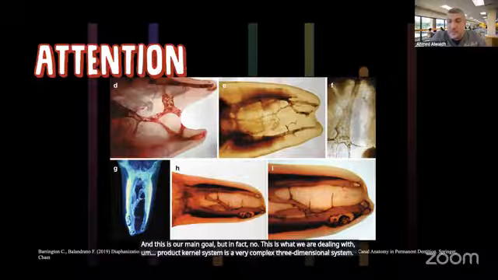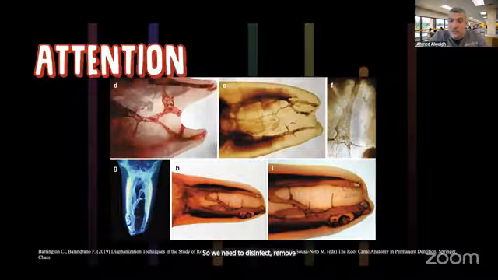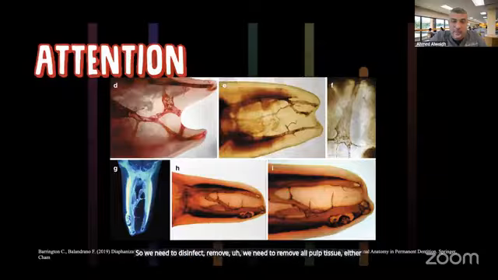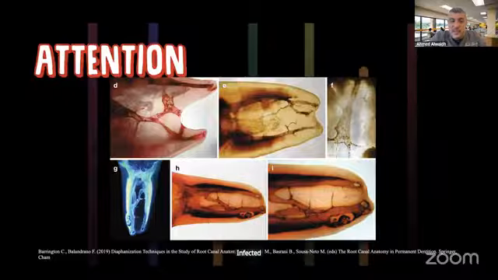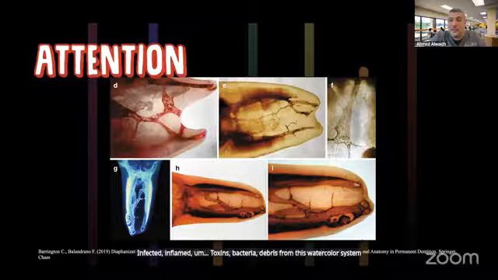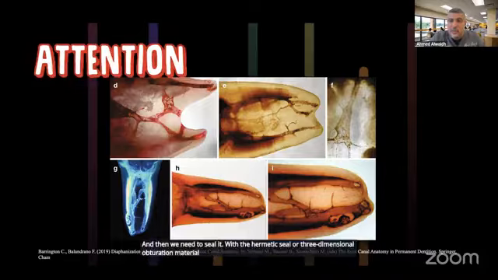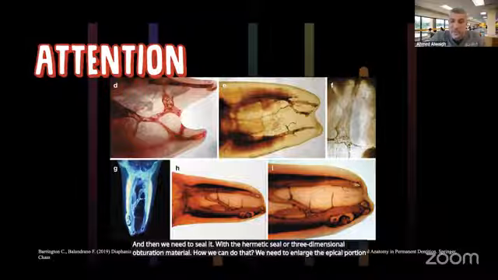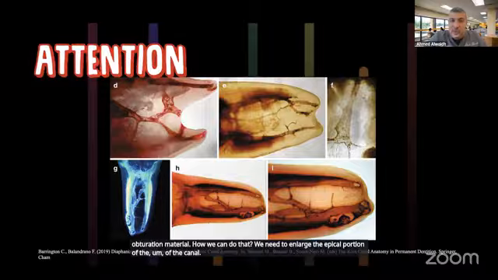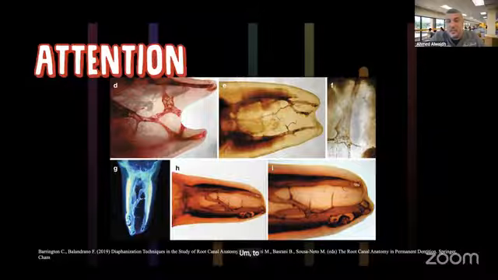So we need to disinfect. We need to remove all pulp tissue, either infected, inflamed, toxins, bacteria, debris from this root canal system by a thorough chemomechanical debridement. And then we need to seal it with a hermetic seal or three-dimensional obturation material. How can we do that? We need to enlarge the apical portion of the canal to a certain size so that the irrigation can reach and do disinfection.